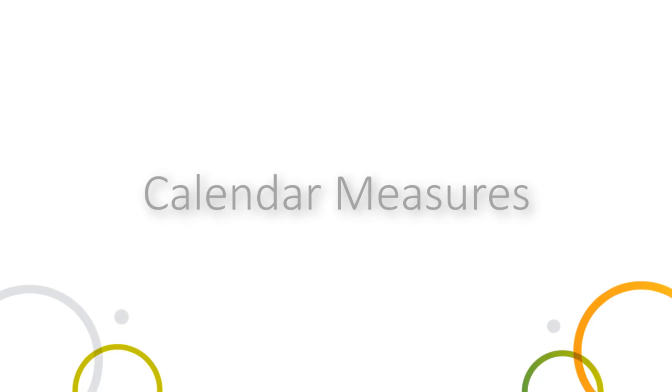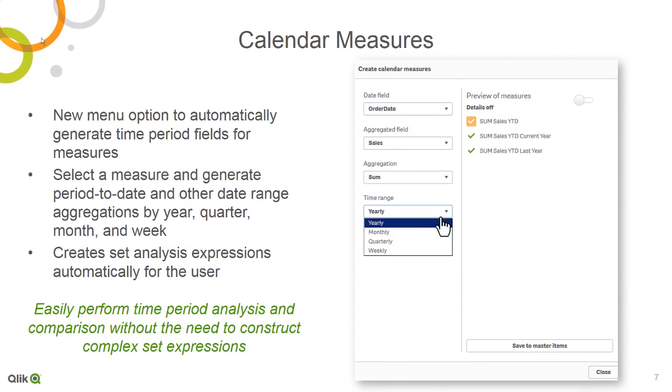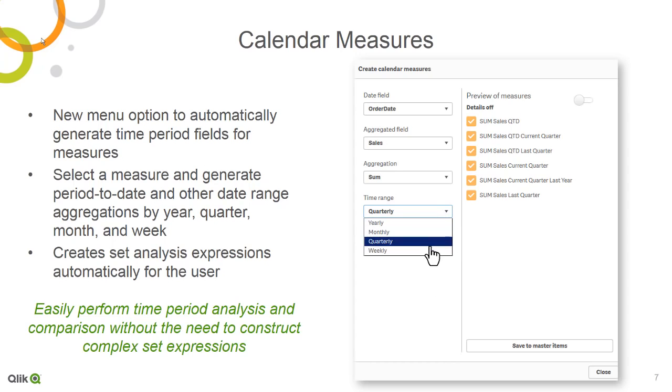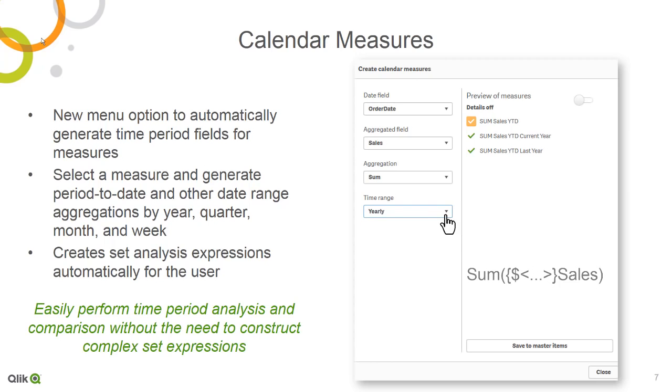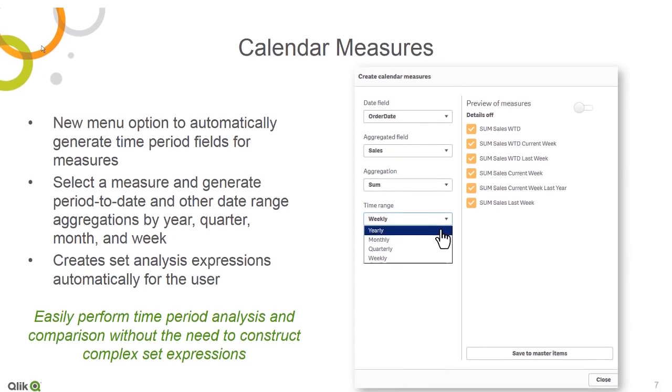The next thing that's new in QlikView Sense 3.2 is something we call calendar measures. And this is something I'm sure you're going to be very excited about. Calendar measures allow you to easily add time period metrics to your analysis without the need to create set expressions. This will work with your existing date fields, and you can create metrics that support various time periods, such as year to date, month to date, quarter to date, etc., as well as looking at current and last time periods. The set expressions are actually created automatically, and they're added to your master library, making it easy to create more advanced governed time period metrics.